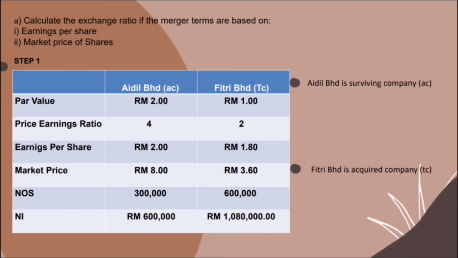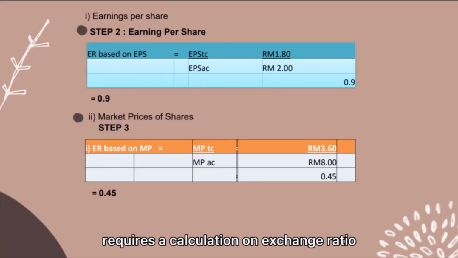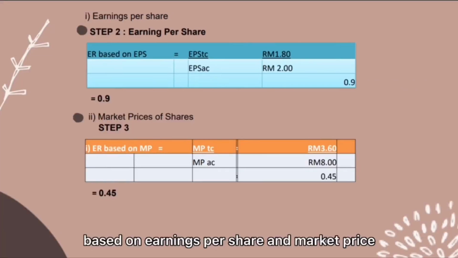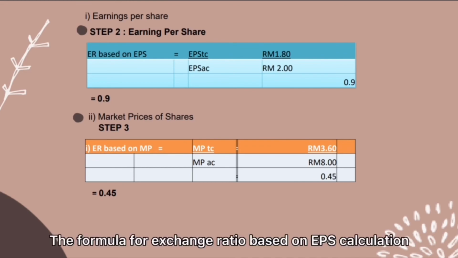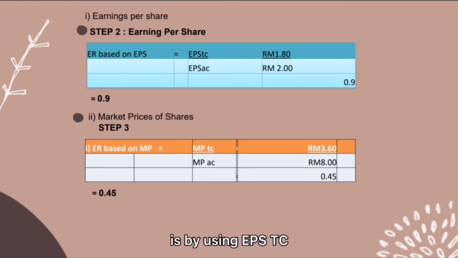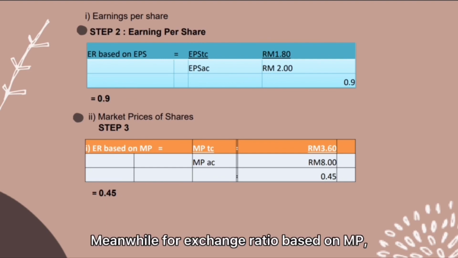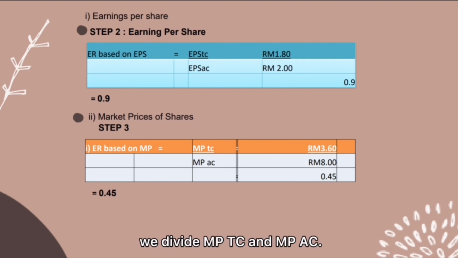The first question requires a calculation of the exchange ratio based on earnings per share and market price. The formula for the exchange ratio based on EPS is EPS TC divided by EPS AC, and the answer we get is 0.9. Meanwhile, for the exchange ratio based on MP, we divide MPTC by MPAC. The answer for it is 0.45.